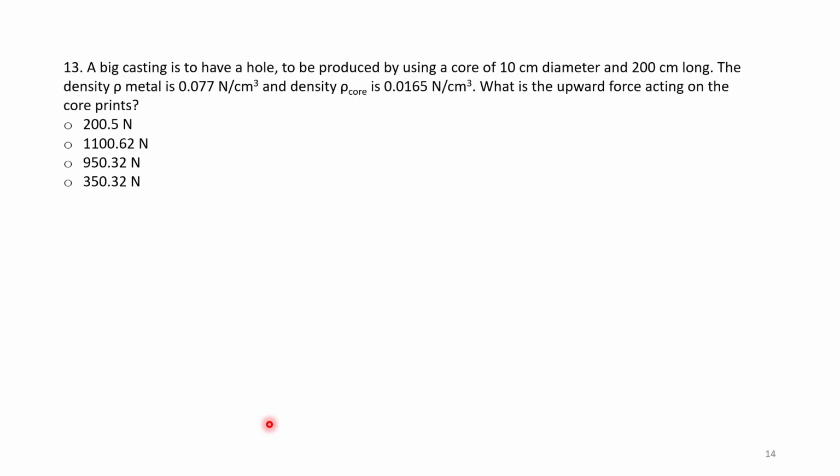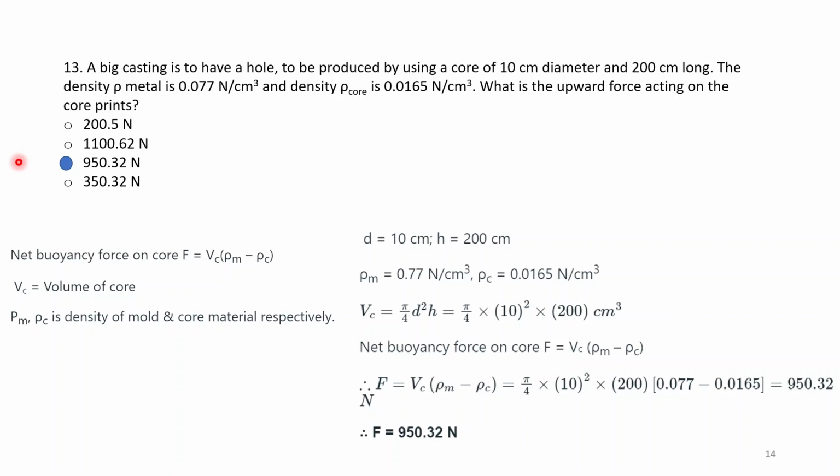Next question is, a big casting is to have a hole and to be produced by using a core of 10 centimeter diameter and 200 centimeter length. So the density of raw metal is 0.077 Newton per centimeter cube and density of core is 0.0165 Newton per centimeter cube. What is the upward force acting on the core prints? Your options are 200, 1100, 950 and 350. So answer will be 350.